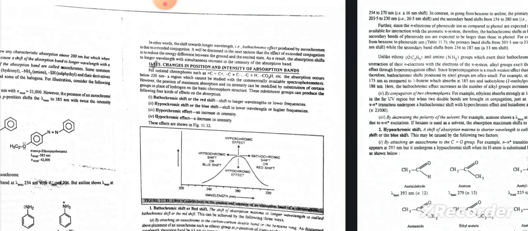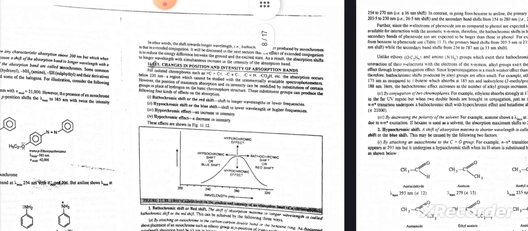The mechanism of the action. One of the characteristic features of all auxochromes is that they contain non-bonding electrons. The non-bonding electrons extend the conjugation of the chromophore by sharing of the non-bonding electrons, as shown below. In other words, the shift towards longer wavelength, that is the bathochromic effect produced by auxochromes, is due to the extended conjugation. It will be discussed in the next section that the effect of extended conjugation is to reduce the energy difference between the ground and the excited state. As a result, the absorption shifts to the longer wavelength with simultaneous increase in the intensity of the absorption band.